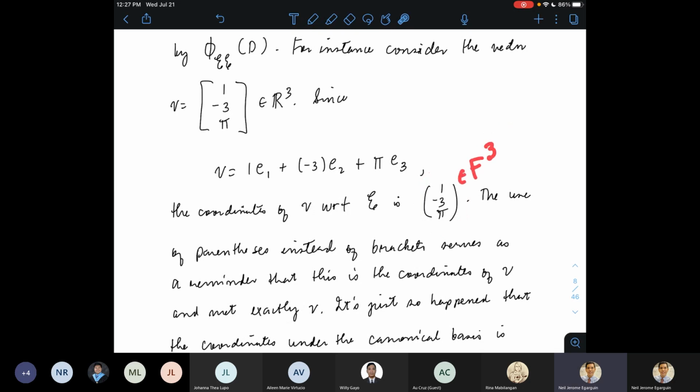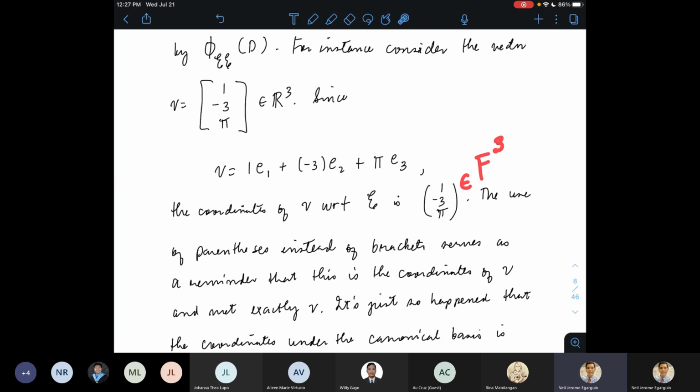Element of F to the third. All right. And you see the difference. So we started with an element of R3, which is our vector V. But the matrix representation will not act on V, but it will act on F to the dimension of V. So kaya kailangan kong munang i-derive ano yung coordinates ni V with respect to the chosen basis. And what I'll get is this guy, which is an element of F to the 3.